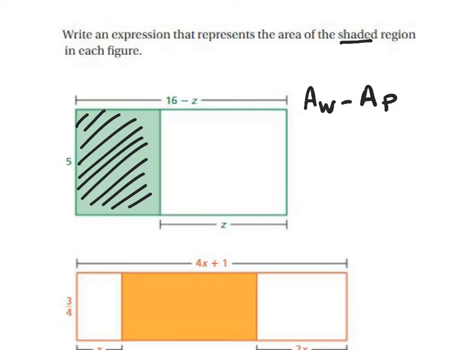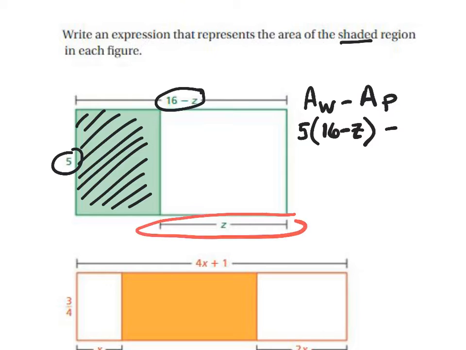And the whole is length is 16 minus z, and the width is 5. So I'm going to say length times width, but I'm going to put the width first, so you'll recognize that as a distributive property. The area of the part, we'll do that in red. Its length is z, and its width is still 5, because it's still that same height over there. So really it's a height the way it's presented. So that's 5 times z, or 5z.